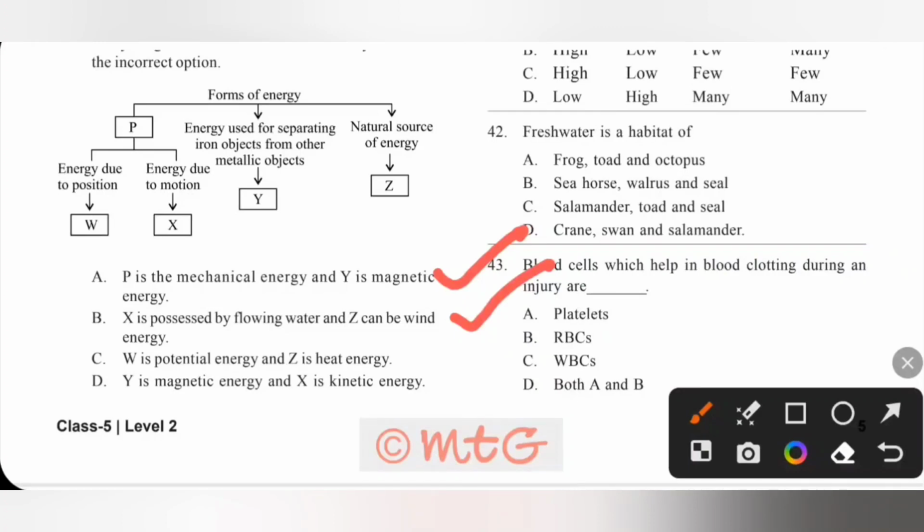C, W is potential energy and Z is heat energy. It is incorrect. Heat energy is not a natural source of energy. It comes from burning fuels like coal, kerosene and petrol. So it is not a natural source of energy. So option C is the incorrect option. So option C is the correct answer.